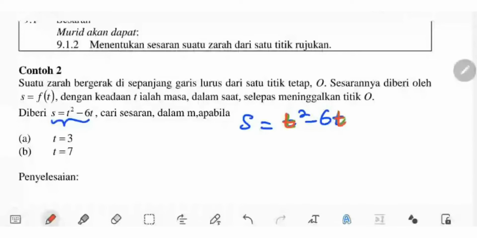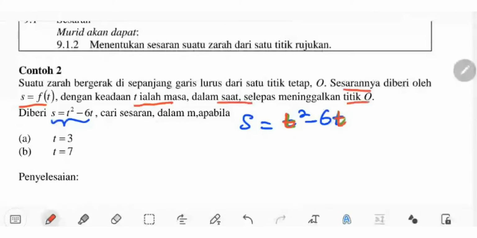Bagi sama-sama. Okay. A particle move along a straight line. Its displacement S meter from O, alright, is given by S equals f(t). Dia bagi function lah tu. Where t is the time in second after passing through point O.